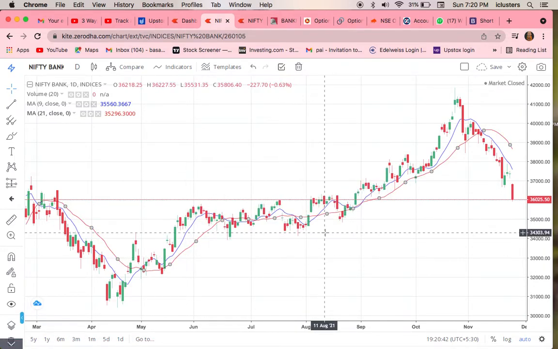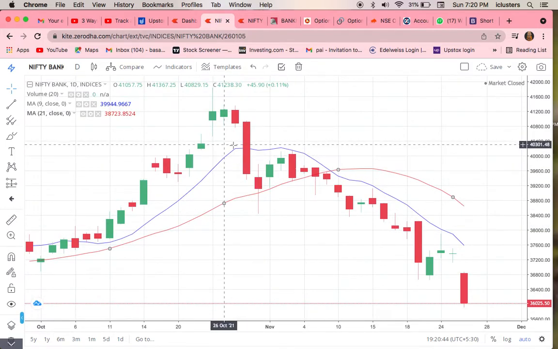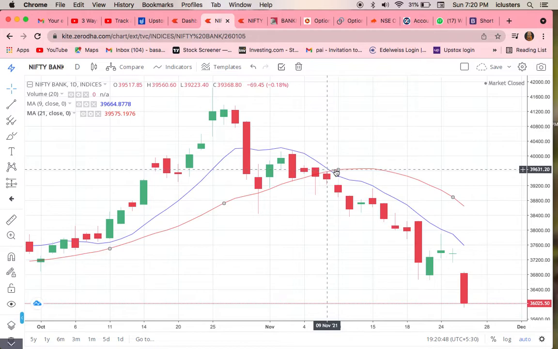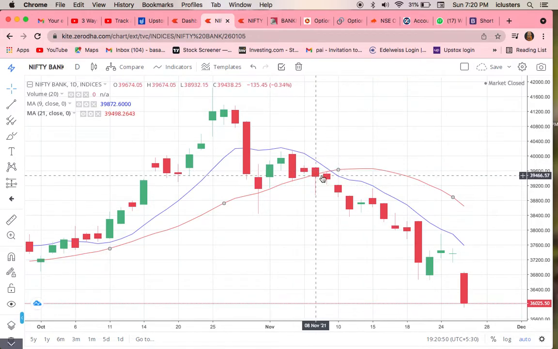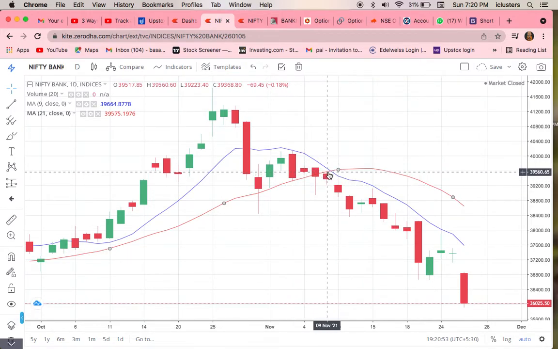See, for example, here we have the 21 days moving average as our red line. Once we take a sell entry in a Bank Nifty put option, we will take entry from here, 39,619. This is our sell entry level.